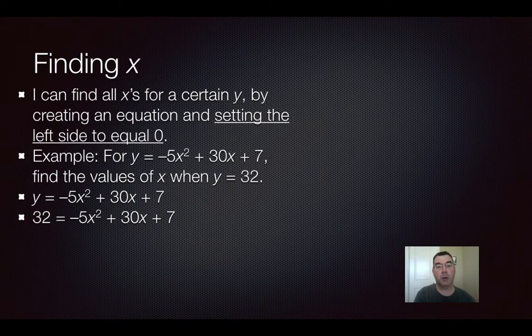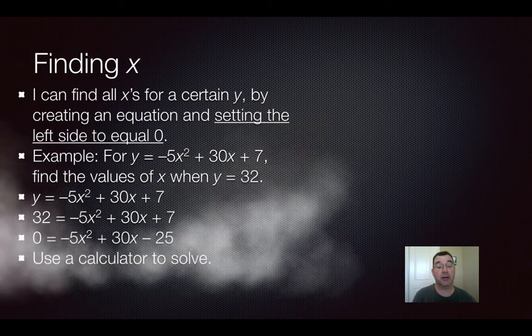But then remember, the goal is to get the left-hand side to equal 0. So to do that, I'm going to subtract 32 from both sides, meaning I'm subtracting it from the 32 on the left, and I'm only subtracting it from the positive 7 that's on the right. And if I do that, I get 0 equals -5x squared plus 30x minus 25.